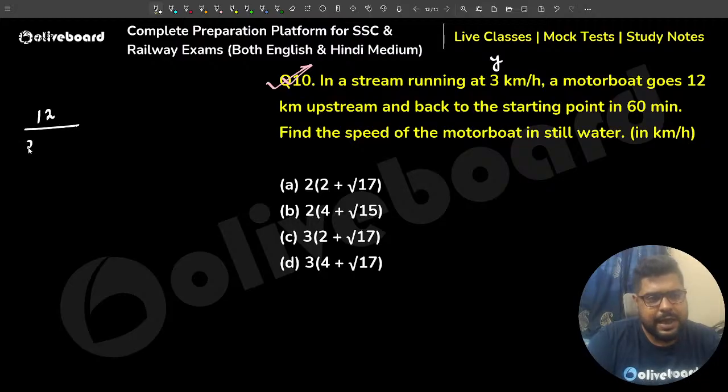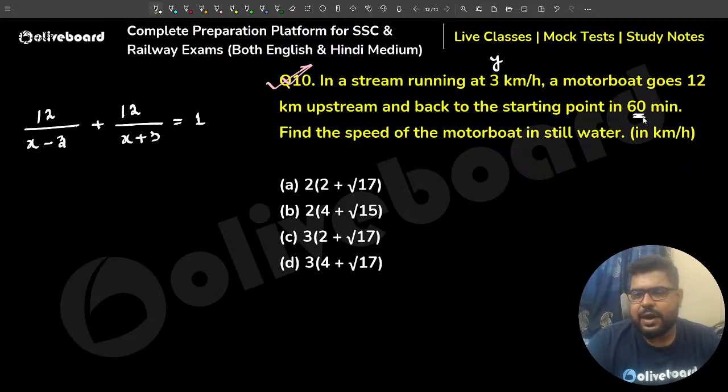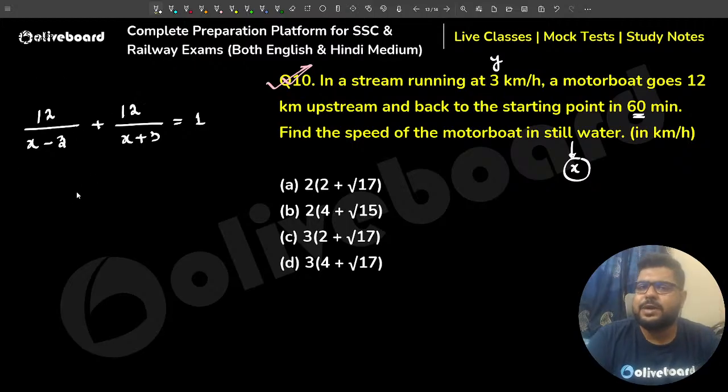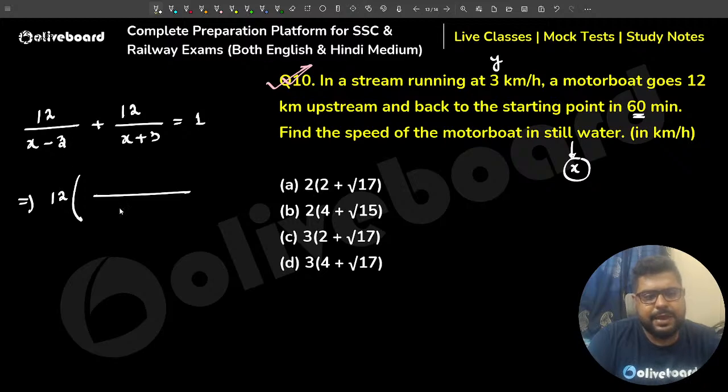Upstream meaning x minus y, which is 3. And back to the starting point, meaning 12 kilometers again downstream, x plus 3, in 1 hour, 60 minutes meaning 1 hour. So they are asking you to find the value of x. Now, the simple equation is what makes this a little interesting. So 12 you can take common. This is x, a plus b, a minus b, meaning x square minus 9. This will be x plus 3 plus x minus 3, which is 1.